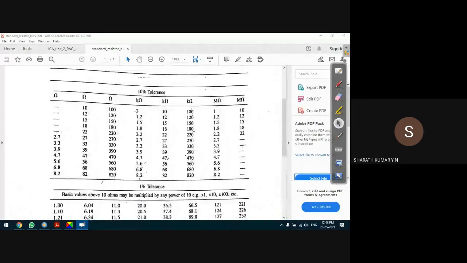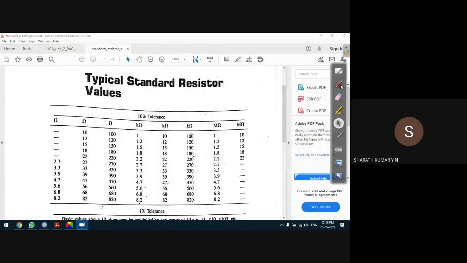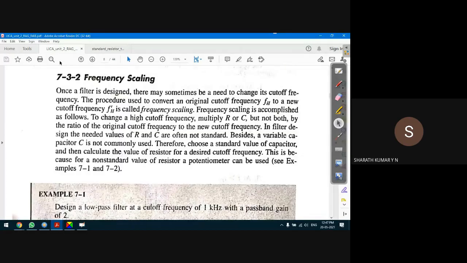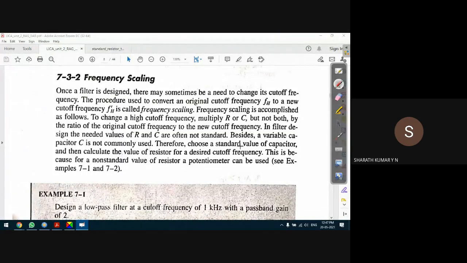We get a table like this for fixed resistors, and similarly a table for standard values of potentiometer. For example, a 10 kilo ohm range potentiometer. Using that, we can select, for example, let's say we need to vary frequency in some range where the R value ranges in the kilo ohm range. Then we go for a kilo ohm range potentiometer. That's all.